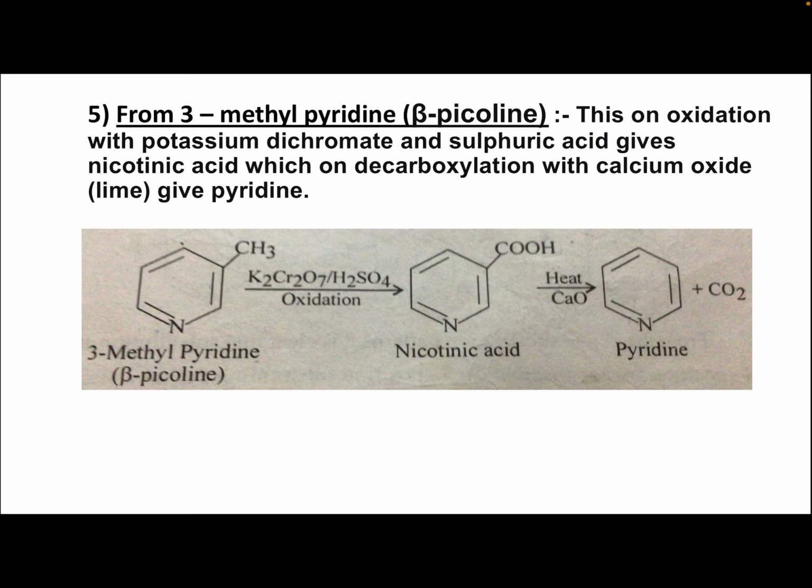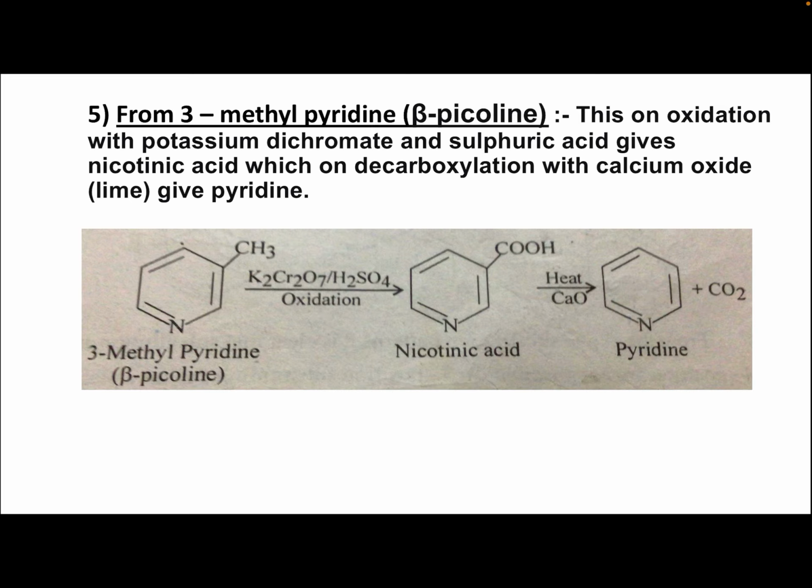Next, fifth is from 3-methyl pyridine. 3-methyl pyridine is also known as beta picoline. This on oxidation with potassium dichromate and sulfuric acid gives nicotinic acid, which on decarboxylation with calcium oxide, also known as lime, gives pyridine. So in the reaction we are seeing the pyridine ring is there. On the third position a methyl group is there, 3-methyl pyridine, known as beta picoline. So K2Cr2O7, potassium dichromate in the presence of H2SO4, that is acidified potassium dichromate, on oxidation gives nicotinic acid. So in the place of CH3, COOH is there, then it is known as nicotinic acid.